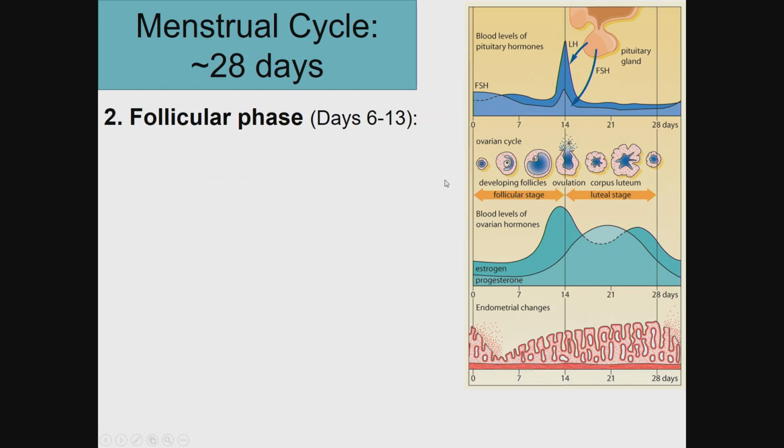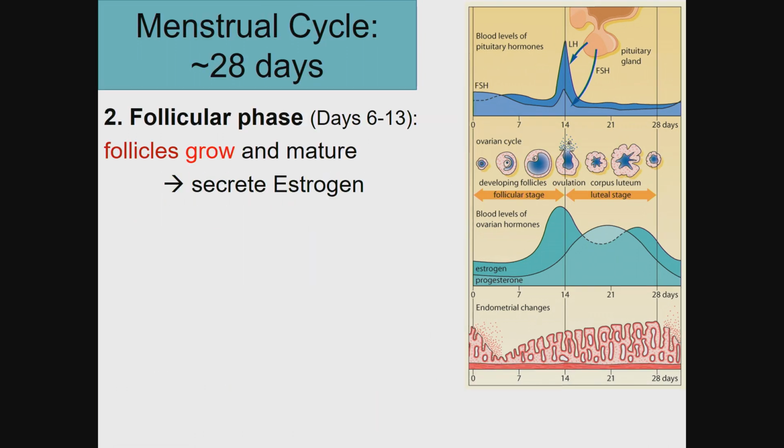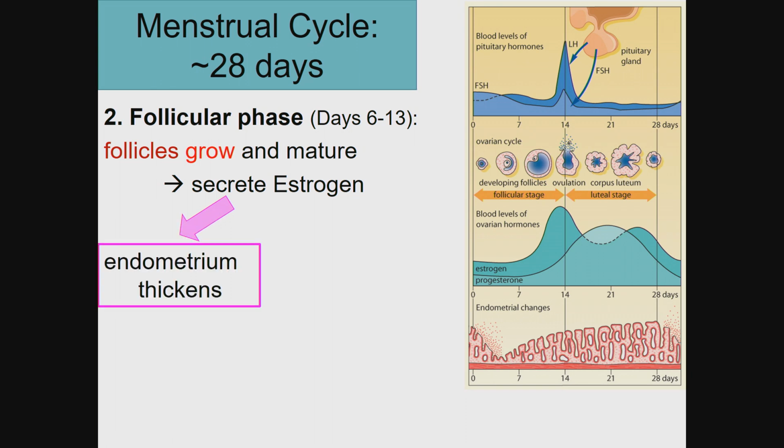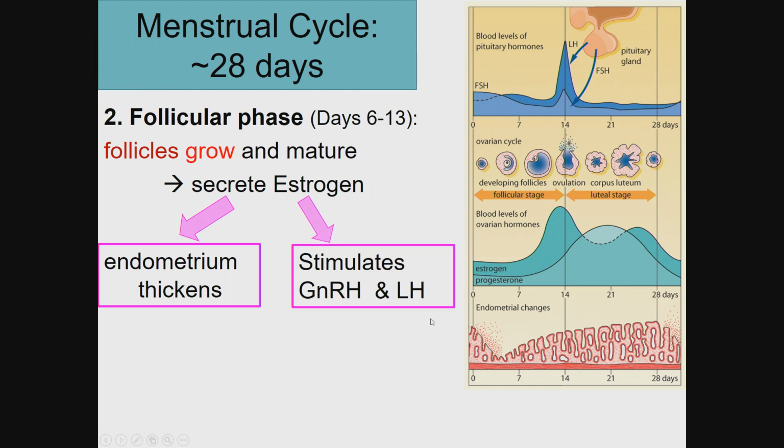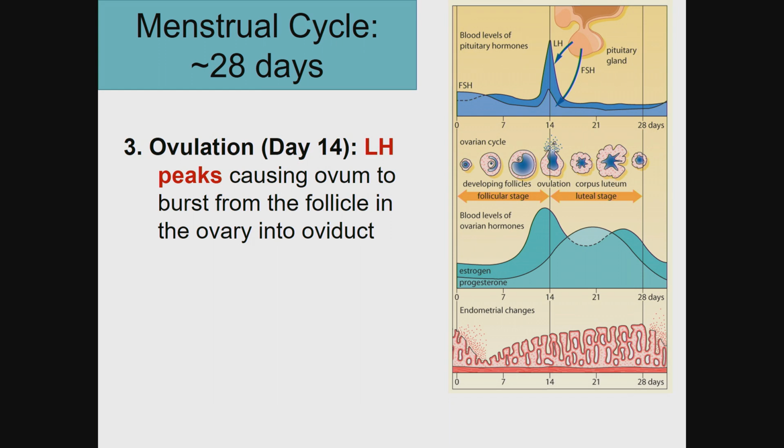Next, we have the follicular phase, where the follicles are growing, they're mature, they're secreting estrogen. Estrogen causes the endometrium to thicken, and it stimulates GnRH and LH. So that is the follicular phase. On day 14 is ovulation. This is caused by LH. Here's LH peaking, it causes the ovum to burst from the follicle in the ovary and into the oviduct or fallopian tube.